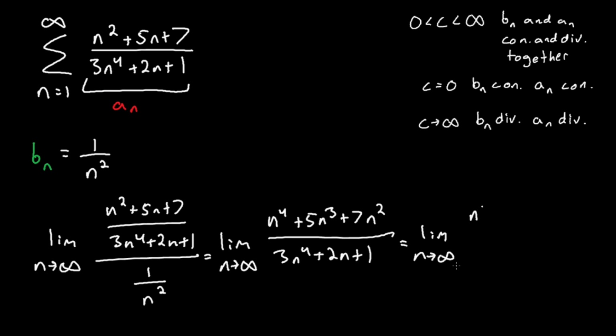So n to the fourth over 3n to the fourth. We only care about the large exponents in the numerator and denominator. We can actually cancel out n to the fourth here, so that you just get a simple constant, 1 over 3. And since we meet the condition where c is some positive number between 0 and infinity, we can determine that if b of n converges, then a of n also converges. And if b of n diverges, a of n also diverges.